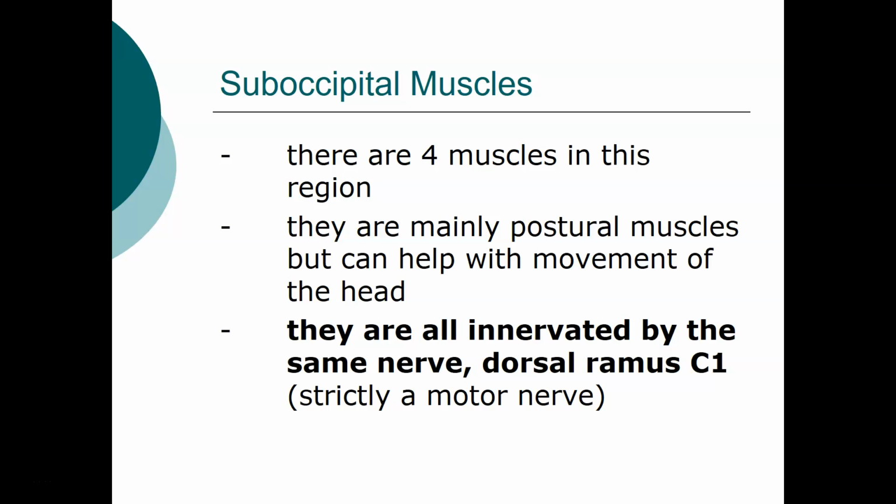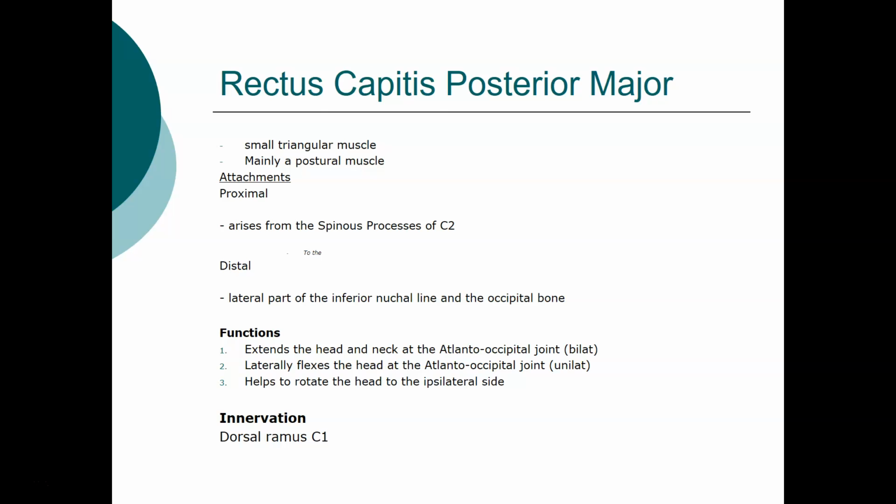They are considered to be relatively postural in nature, but they do help with some movement of the head. And they are all innervated. All 4 of them are innervated by the same nerve, the dorsal ramus of C1. And this nerve is strictly a motor nerve. Okay, this is only involved in causing the muscle to contract. So let's start with the first one.